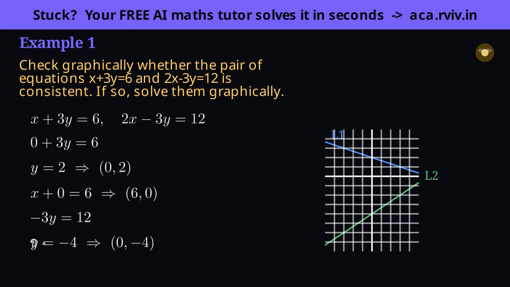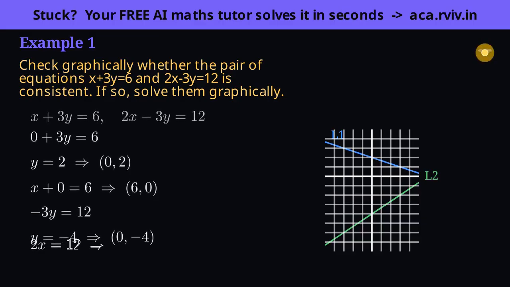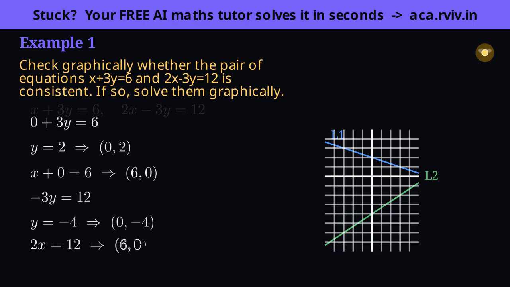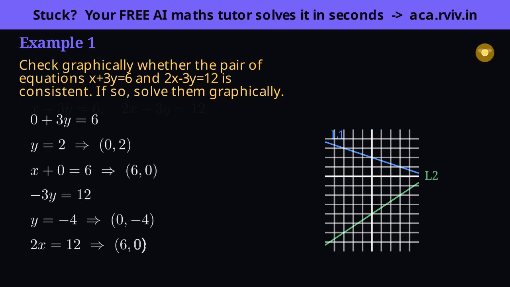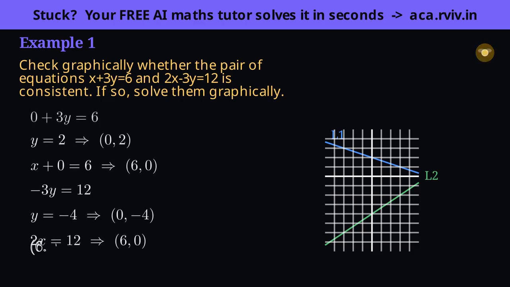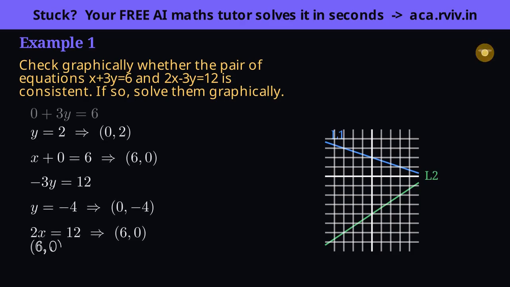And the second point of the second line, put y equals 0 to find its x-axis crossing. 2x equals 12, so x equals 6, the point (6, 0). Now plot both pairs, join each with a ruler, and look carefully. Both lines pass through (6, 0). That shared point is the solution, and here's why it must be.